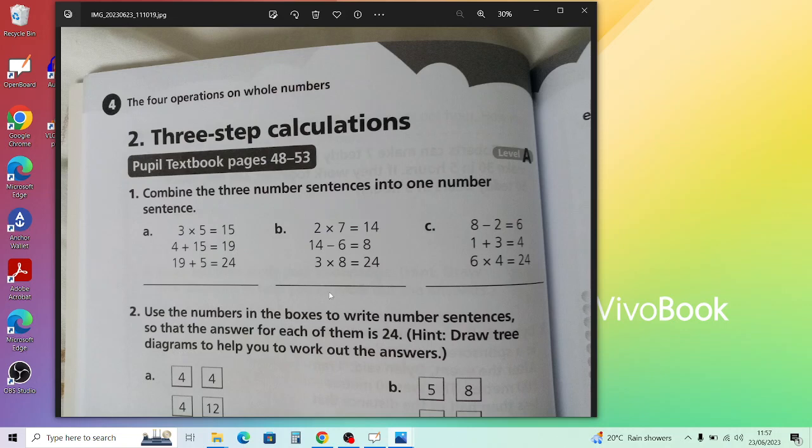And let's do 1C. So 1C, 8 take away 2, that's the first thing we do. Okay, they're going to be times. So you do 8 take away 2 in brackets, and then that would be a 6. That would be 8 take away 2, and then times by open brackets 1 plus 3 close brackets. So hopefully you can see that that's how they've done that one.